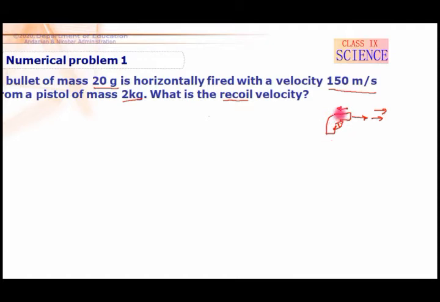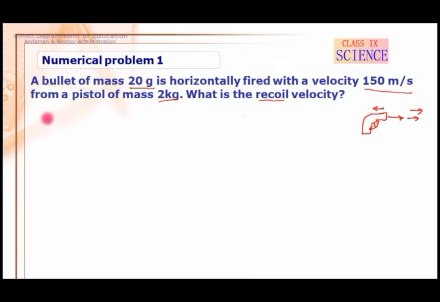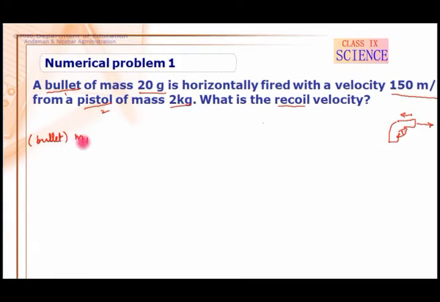What will be the velocity? That we have to find, that we call recoil velocity. Let us see how this numerical problem could be solved. Firstly, we write whatever physical quantities are given in the question. We take the mass of the first object as m1, where m1 is the mass of the bullet.